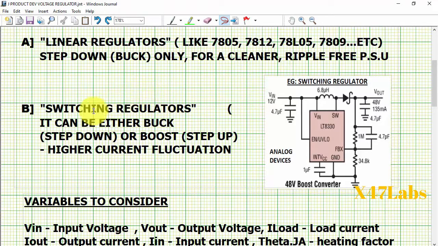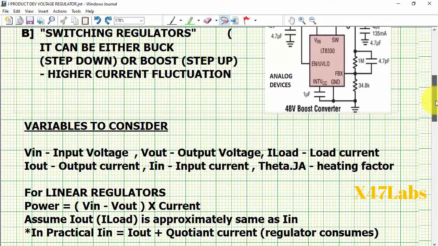And the other one is switching regulators. These have high power efficiency, but are more complex and expensive and have more noise on the output. Switching regulators can be used to both step down or step up a voltage. An example is given here: a boost converter module with Analog Devices LT8330 and some components. These regulators use inductors for energy storing and manipulating purposes. The circuit diagram is also shown here for reference.